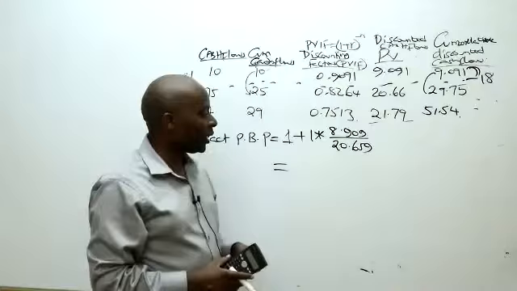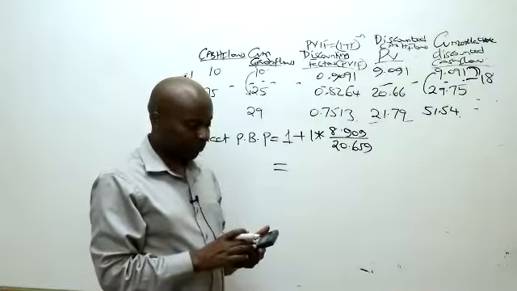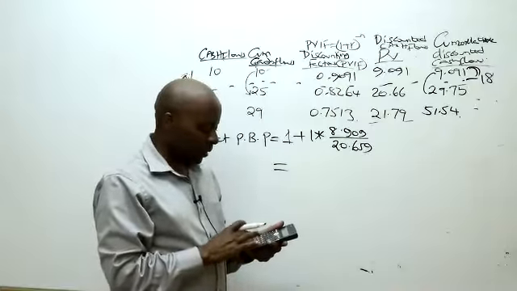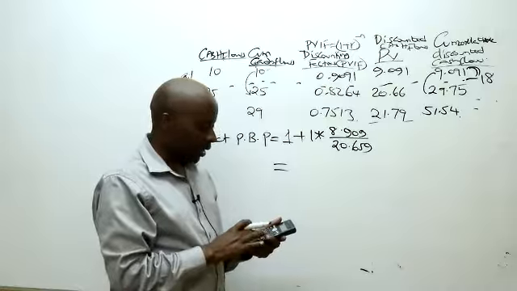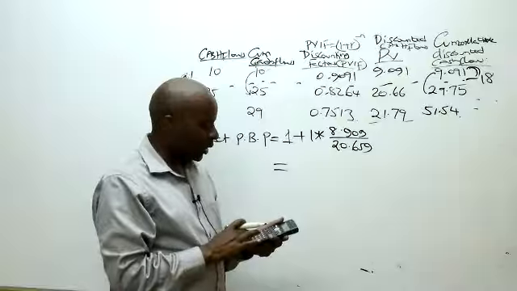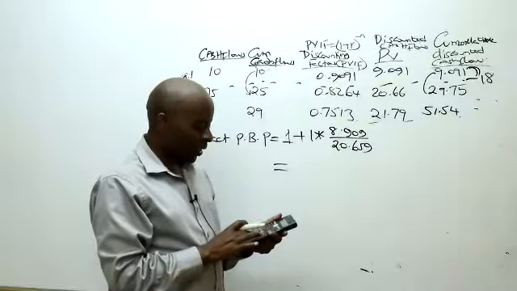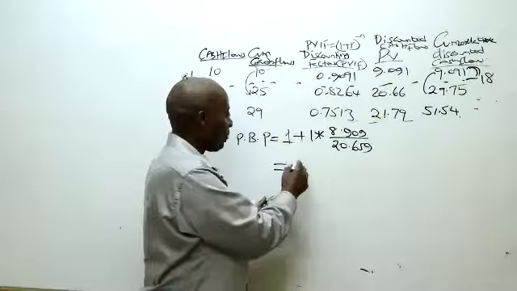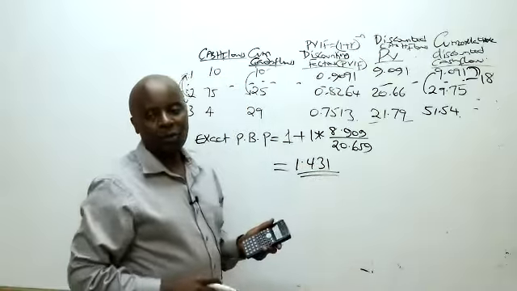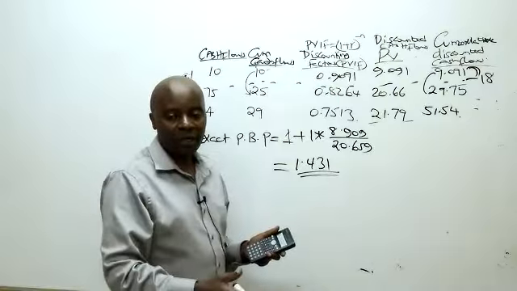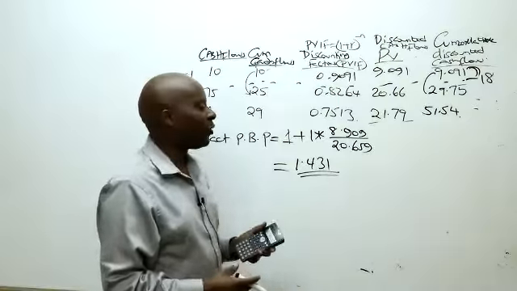What will we get at the end of the day? So we have there 1 plus 1 times 8.909 divided by 20.659, which will end up giving us 1.431. Yes. Is there anybody who has that kind of an answer there? Phoebe, thank you very much.